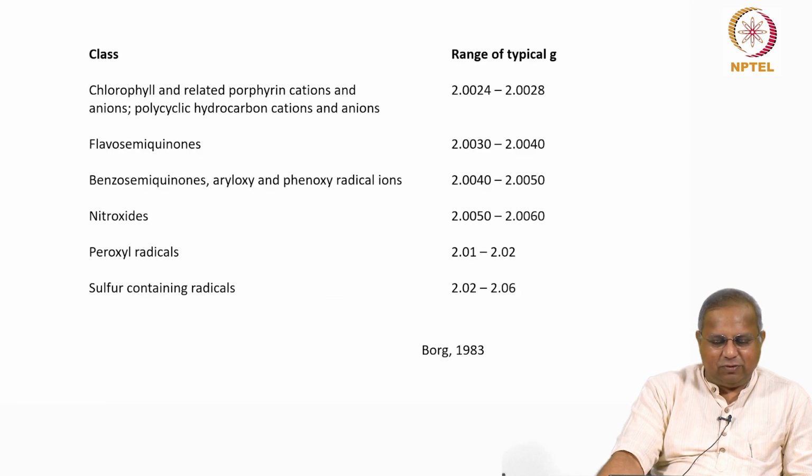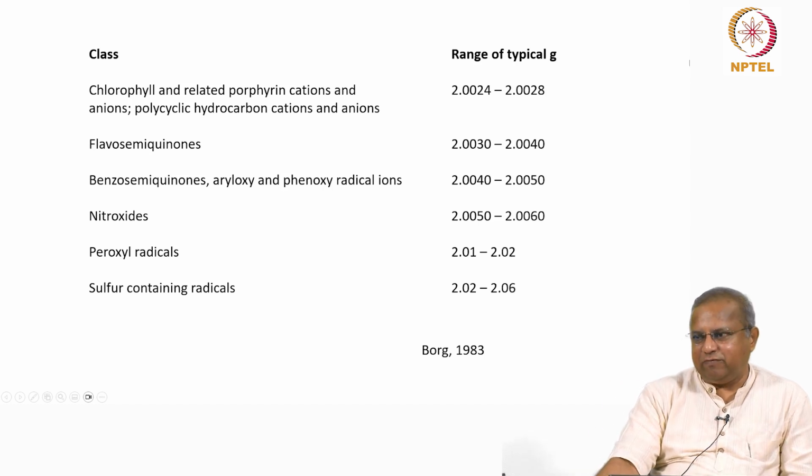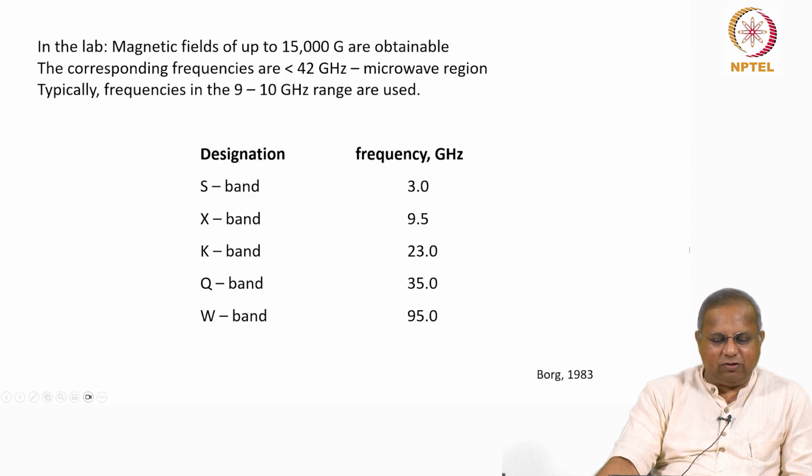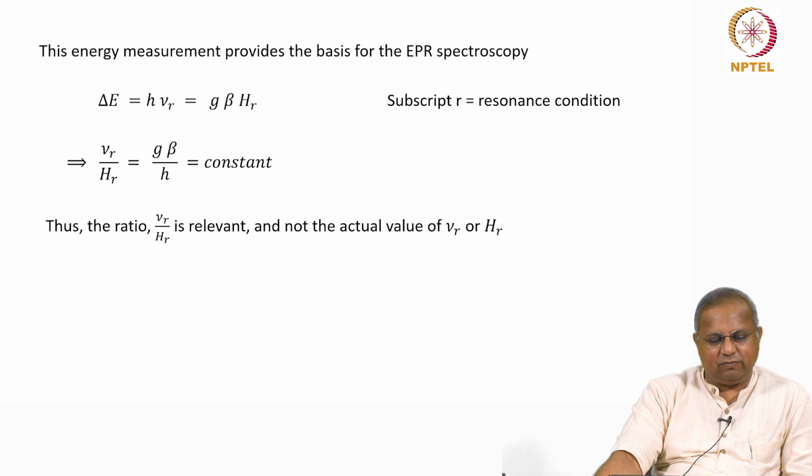Okay. You don't need to write this down. This is to give you an idea of the range of values for different classes of compounds, for the chlorophyll and so on and so forth. You have 2.0024 to 2.0028. That's the range in which you're looking at the G effective factor or G factor, and so on and so forth. Okay. If you recall the value of the electron spectroscopic splitting constant, it's 2.002319278. So, you find that it is pretty much in the range. So, that is good enough to take care of the variations.